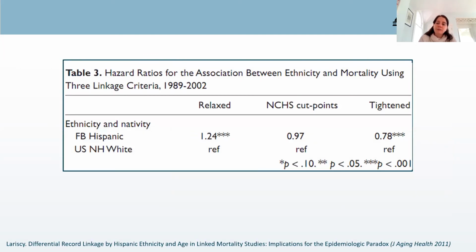And of course, false matches and mismatches don't occur in isolation, and there's always some sort of trade-off. This study wanted to explore this trade-off in an analysis of linked data on mortality and ethnicity in the US. The middle column here is the hazard ratio that they estimated based on their original linkage. But then they were surprised by this finding because they had expected that Hispanic groups would have higher mortality.